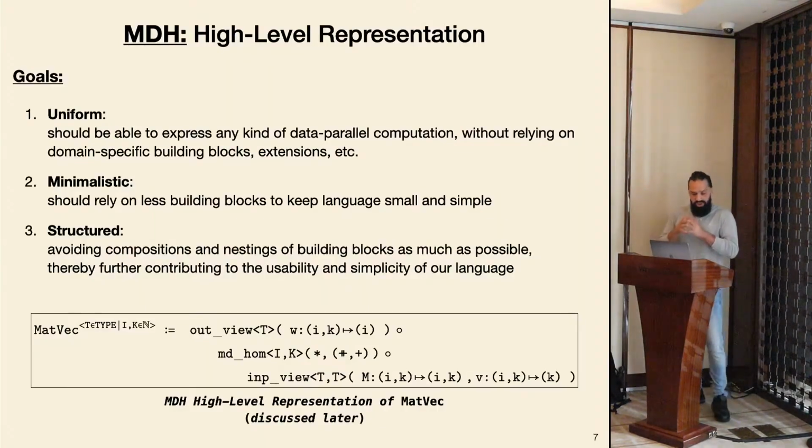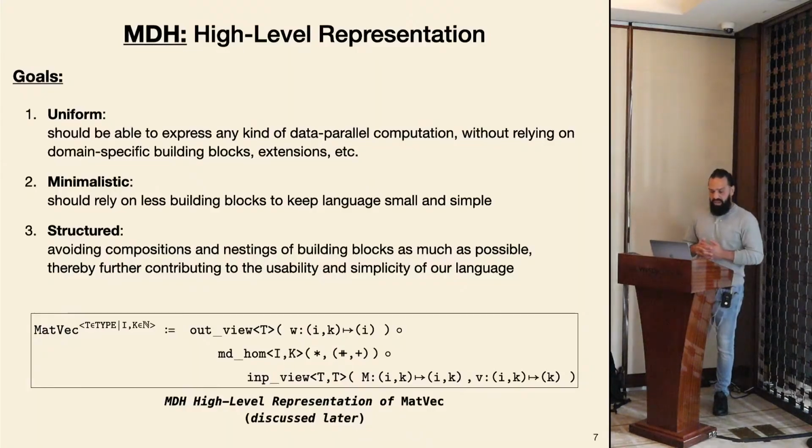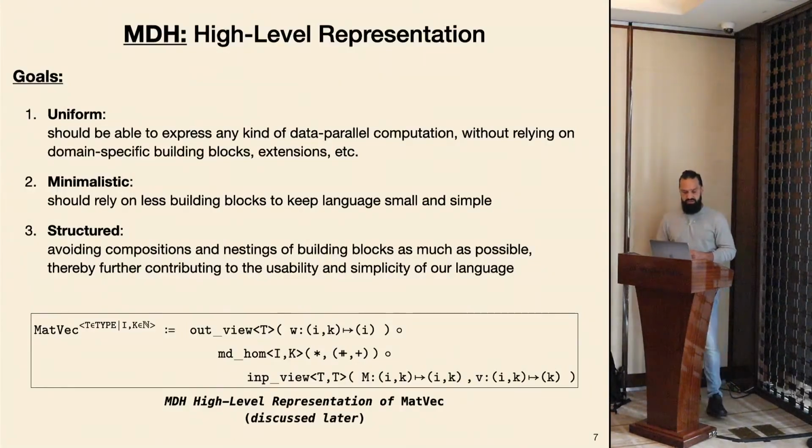Minimalistic means we want to rely on as few building blocks in our language as possible to keep the language simple. Simple for the user, of course, who uses our system, but also for us developers who need to eventually generate code from these blocks. And structured means we want to avoid composition and nesting of these building blocks as much as possible for expressing computations, thereby again further contributing to the usability and simplicity of our language design. Again, for the user, but also for us developers.